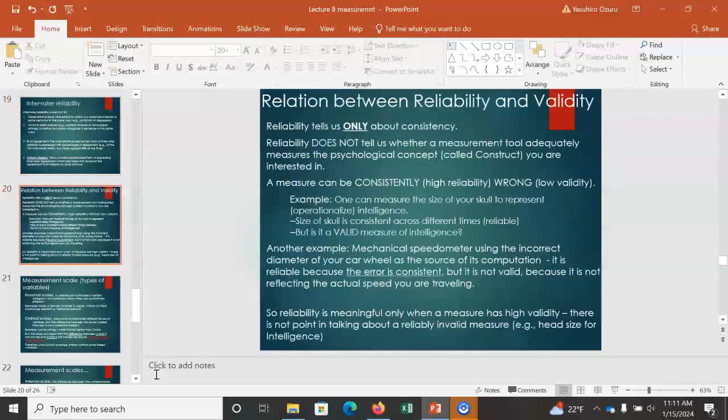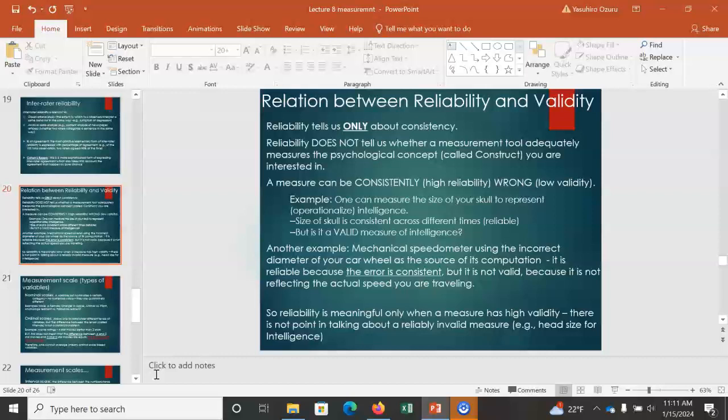Okay. Relation between reliability and validity. Number one, reliability tells us only about consistency, and reliability does not tell us whether the measurement tool is adequately measuring what you're supposed to measure. So therefore, it's possible to have high reliability and low validity. In that case, the measure is consistently wrong.